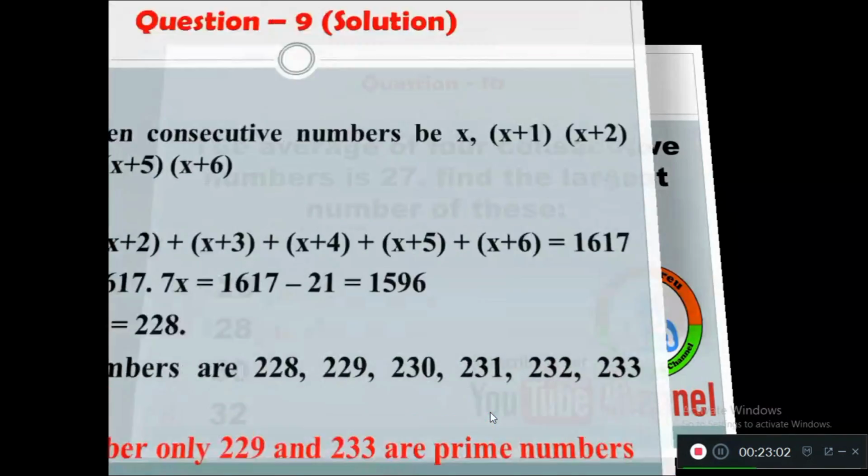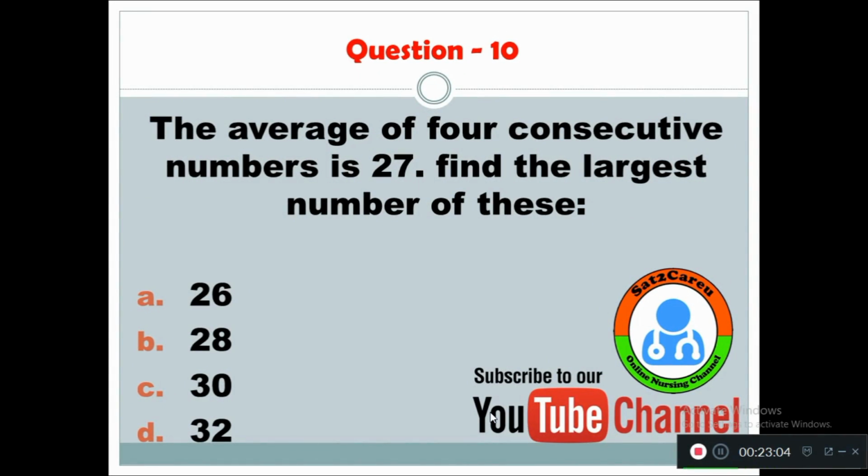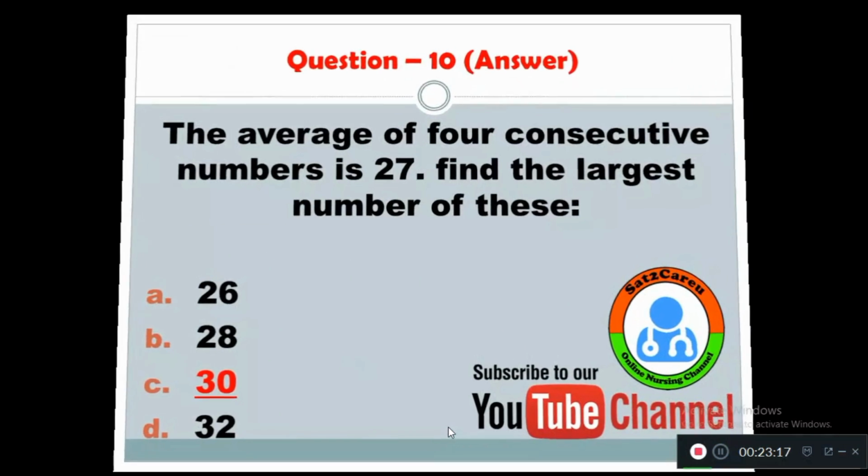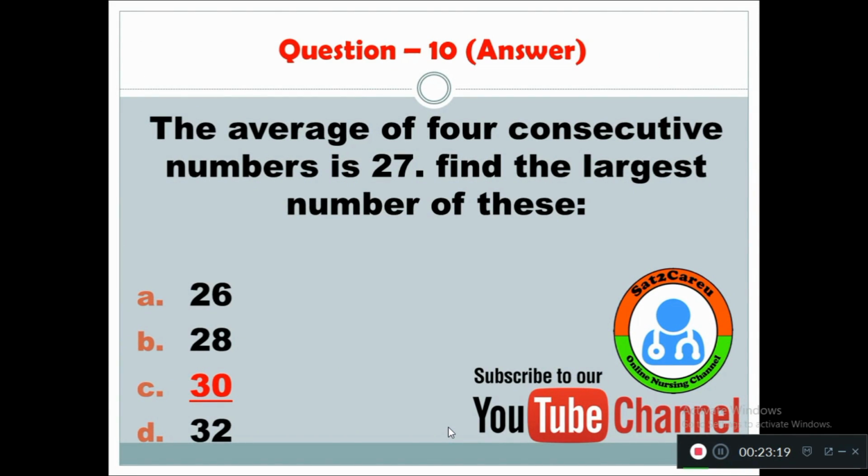The last question of the day. The average of 4 consecutive numbers is 27. Find the largest number of this. Option A 26, B 28, C 30, and D 32. Before the solution, you are saying the right answer will be 30. So read the question again.